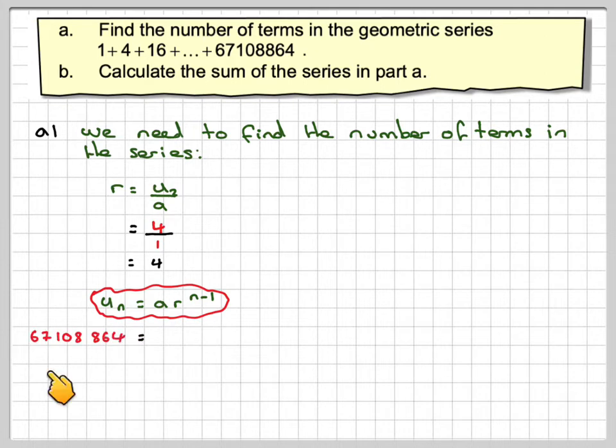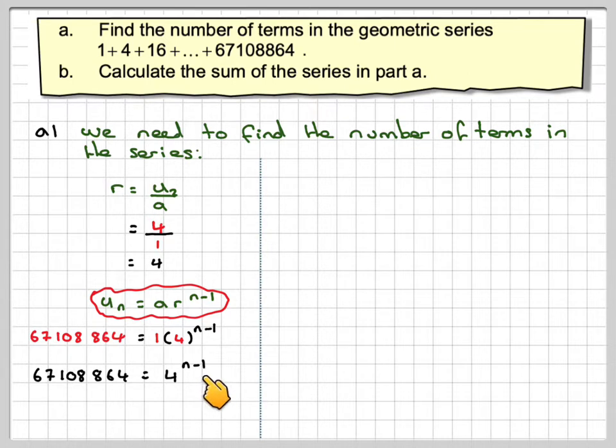So we're going to have 67,108,864 is equal to the first term, which is 1, times 4 to the power of n minus 1. Now, because this is 1, we could just say that 67,108,864 is equal to 4 to the n minus 1.